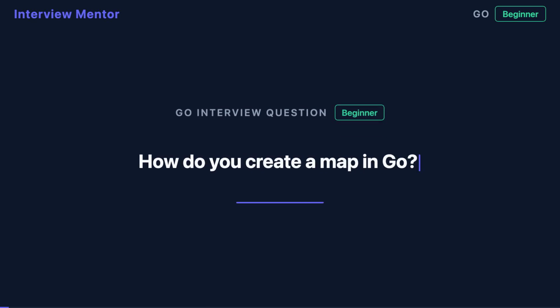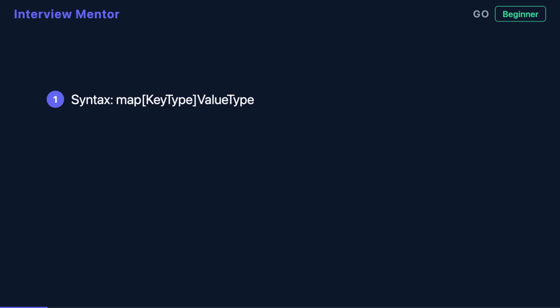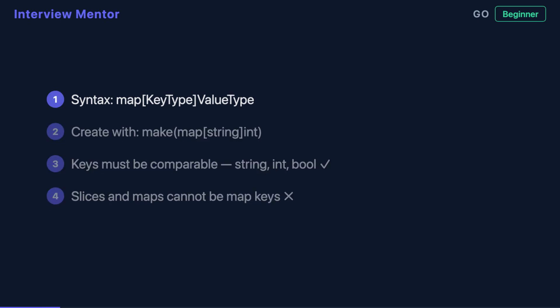Writing to an uninitialized Go map causes a runtime panic. Here is everything you need to know to create maps correctly. The primary way to create a map in Go is the built-in make function.